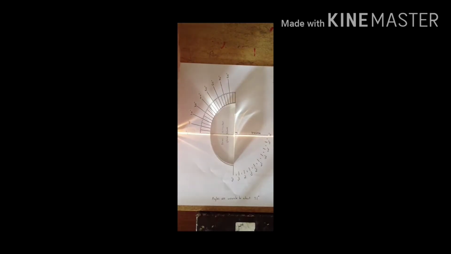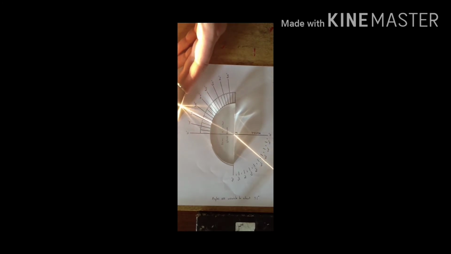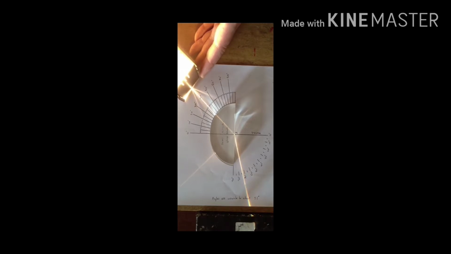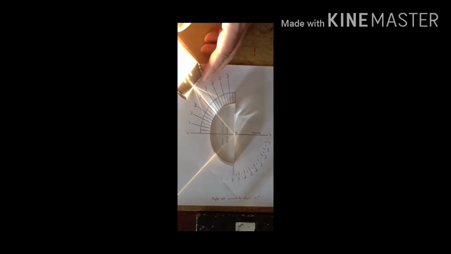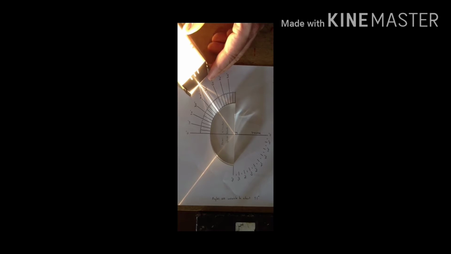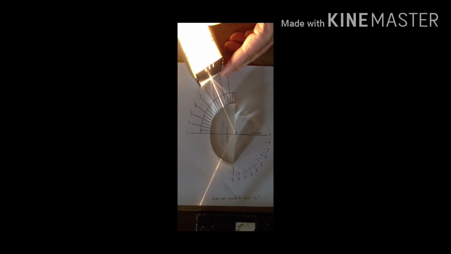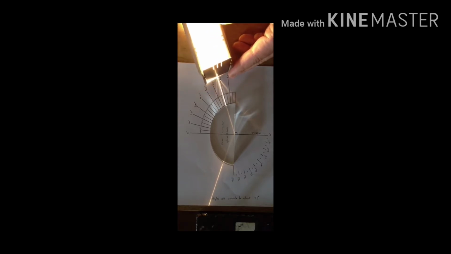In this experiment, we have a semicircular glass block and the light source. The light is allowed to fall on the surface separating the glass and air at different angles of incidence. You can clearly see that as the angle of incidence inside the glass block increases, the angle of refraction in air also increases. At an angle of 42 degree, which is the critical angle for the glass-air interface, the angle of refraction becomes 90 degree. And when the angle of incidence is increased beyond 42 degree, total internal reflection takes place. That is, the light is totally reflected back in the glass block.